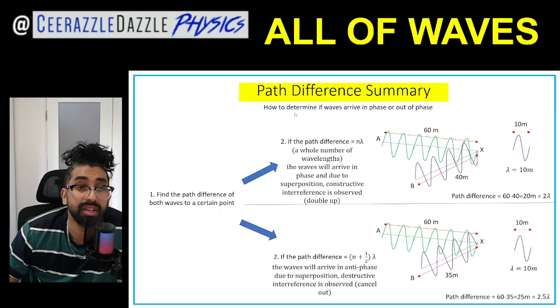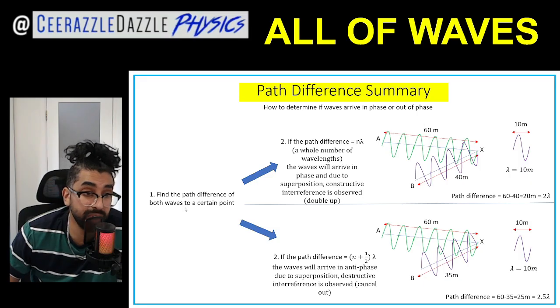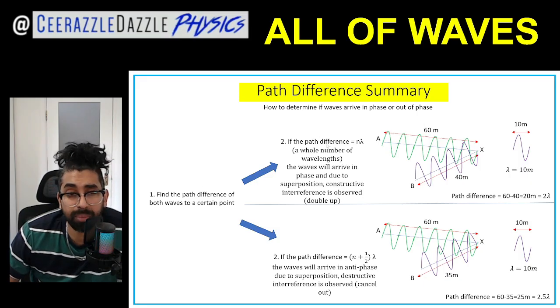Path difference. Right, so how to determine if waves arrive in phase or out of phase based upon the path difference. So first of all, you find out the path difference of two waves to a certain point. If the path difference is a whole number of wavelengths, n lambda, the waves will arrive in phase, and due to superposition, constructive interference will occur and they will double up.